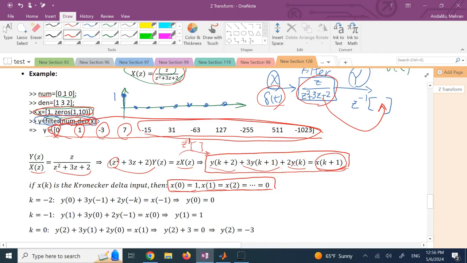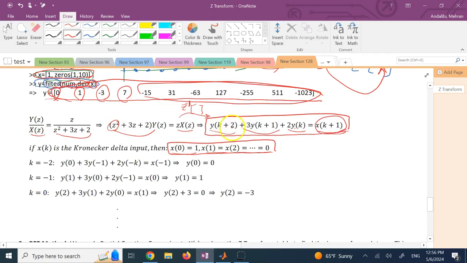How? First, you plug in k of negative 2, you get y of 0 plus 3y of negative 1 plus 2y of negative 2 equals x of negative 1. Now remember, all of the x entries except for x of 0 are 0. So this is going to be 0. And since your y does not have any value for negative indices, these are also 0. That gives you y of 0 equals 0.